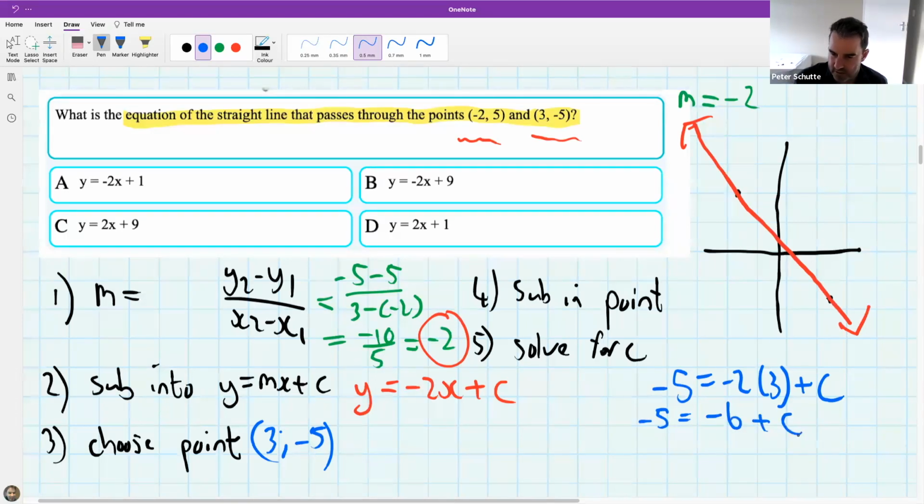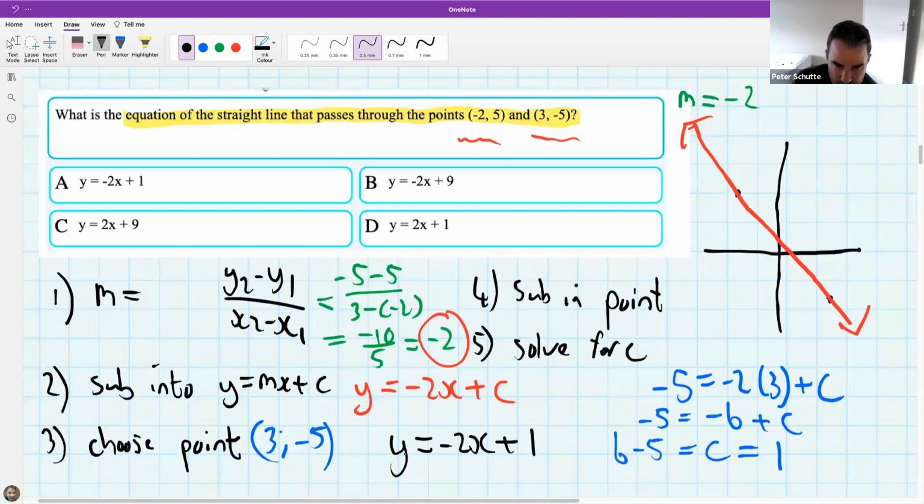-5 equals -6 plus c. So if I add 6 to both sides, what happens? Well, this becomes a +6 on the other side. And so my c should be 1. Is there a graph that matches what I found? So I seem to have found y equals -2x plus 1.